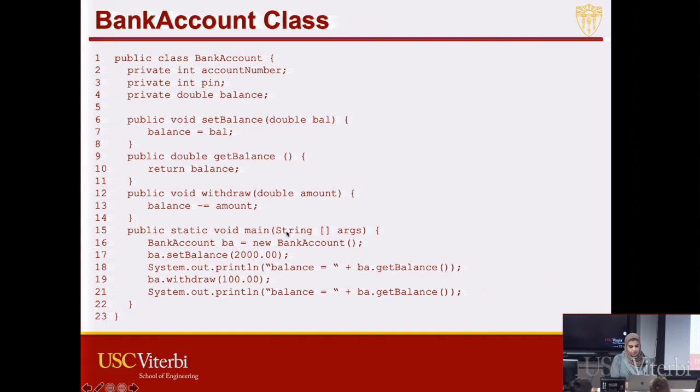Here we have our main function. We created an object of bank account. We set the balance to 2,000. Then we printed the balance to the user. Then we withdrew the $100. So can anyone tell me what's the new balance here? $1,900.